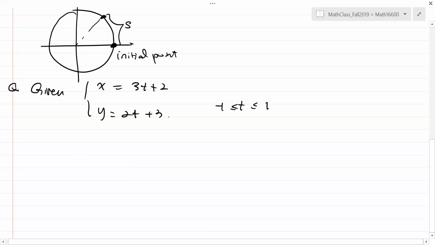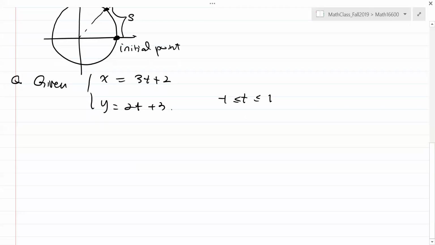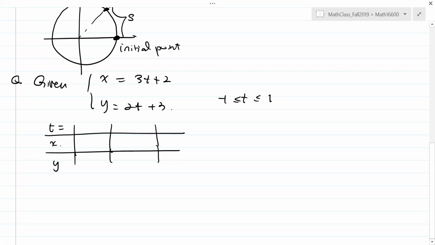So we can use the same idea, but it's better to know the shape of the graph first before you sketch, because you can make a computation mistake. Then you connect those points. You can only plot a few points on a piece of paper, because otherwise you don't have enough time. So anyway, let's make a chart. Here is the t value, here's the x, and this is the y value.